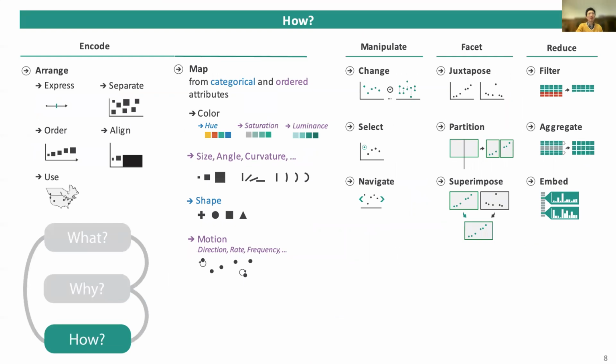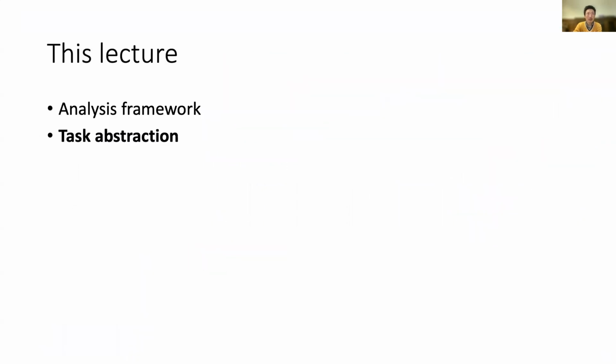Okay, and then finally, there's how. As we said, these are kind of like the idioms, and it's for different types of data and tasks, how to do them. We're going to cover them when we talk about different types of data. We'll group these different how idioms based on the type of data. Okay, and so that's a brief discussion of this analysis framework.